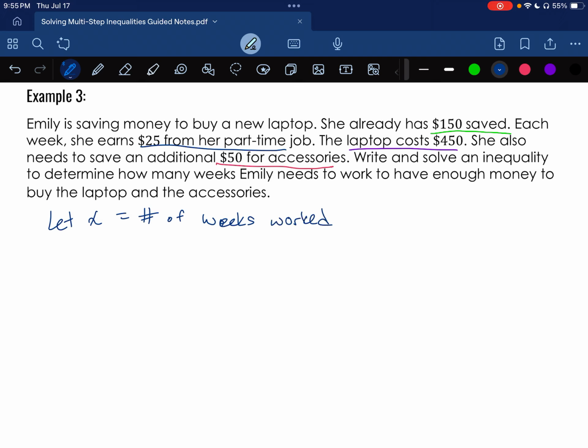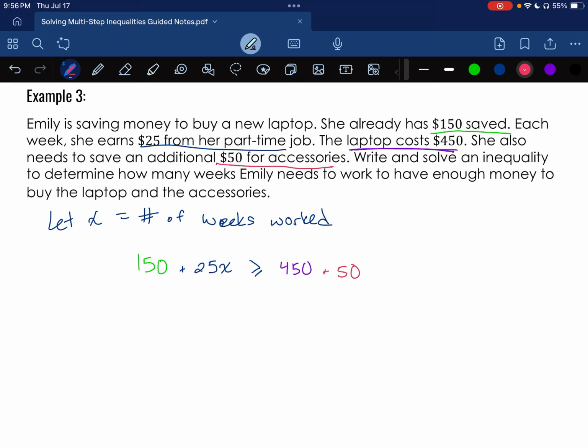All right, so let's see. Our friend Emily here, she's already got $150. And then on top of that, she's going to get 25 more dollars every week that she works. So we can model that with 25 times x. And so this is the amount that she's going to save. And so she could always save more, but she can't save less. So it's greater than or equal to that $450 for the laptop itself, plus the $50 for the accessories, probably like a case or something.